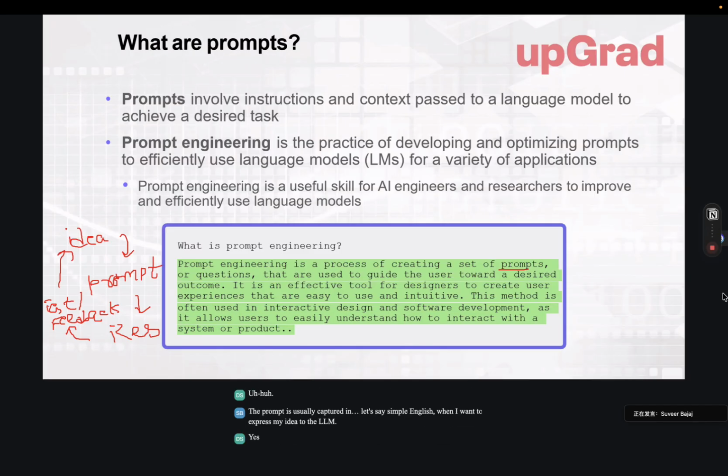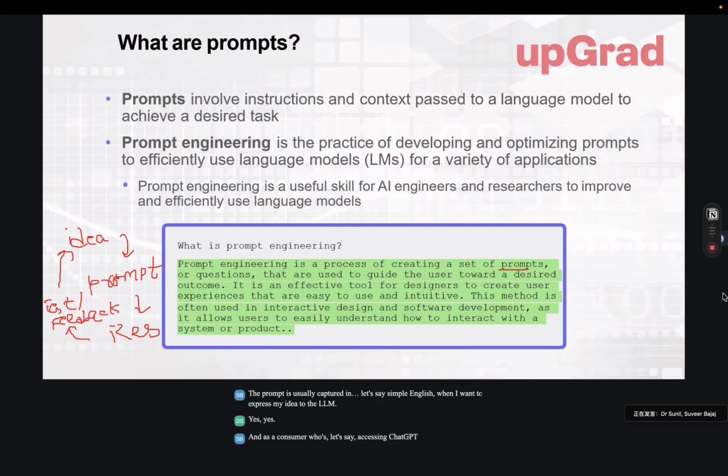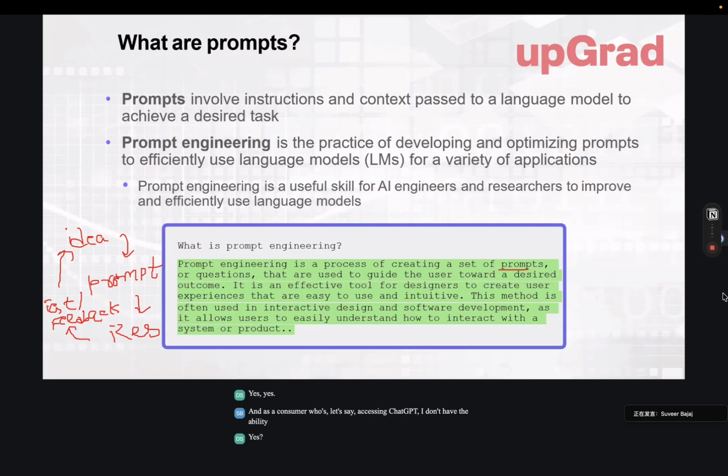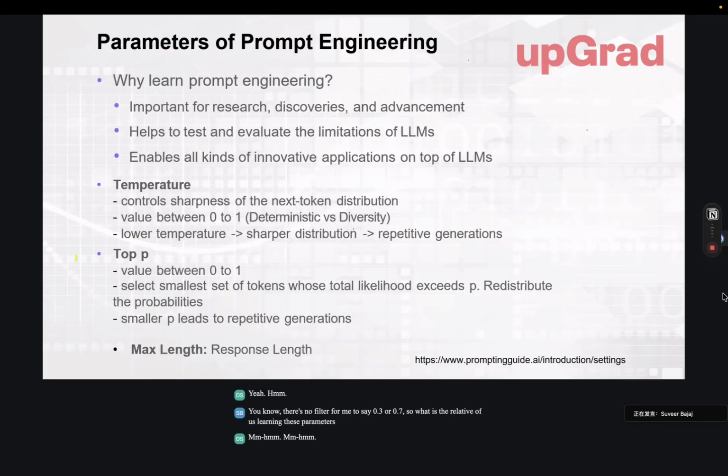Yes. And as a consumer who's, let's say, accessing ChatGPT, I don't have the ability to define how deterministic or how creative I would like the prompts to be by setting the temperature. There's no filter for me to say 0.3, 0.7. So what is the relevance of us learning these parameters in context to prompt engineering?